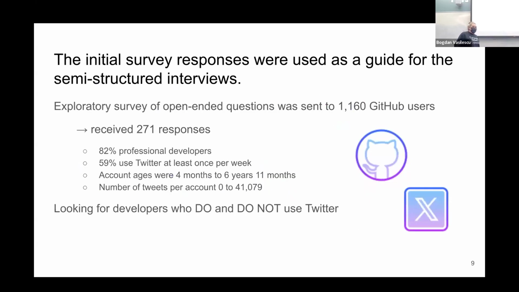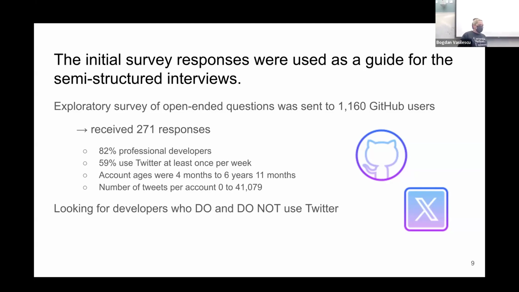So the initial survey responses were taken and used as a guide for the semi-structured interviews. This was phase 1. They sent out the survey to over 1,100 GitHub users, and they received 271 responses. These were mostly professional developers, and a lot of people use Twitter at least once per week. And then there's some data on the general account information. The thing that I thought was really interesting was 41,079 tweets on one account. But if you look at it, it's only like 8 per day if it's the longest living account. So it's actually not that much, but it feels like a lot.